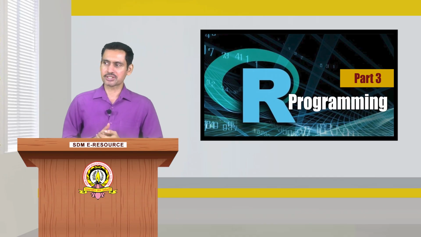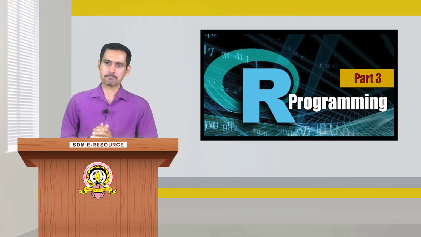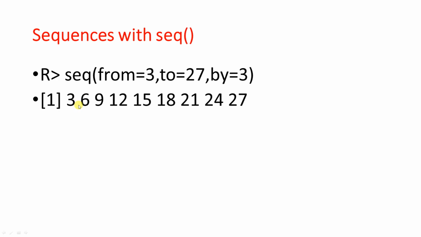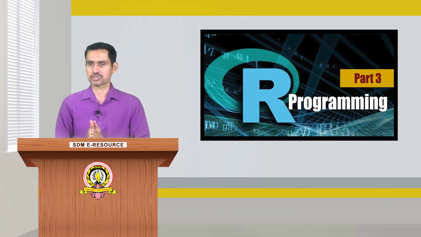We can also generate a sequence of numbers by using the seq function. It takes 3 parameters: from equal to 3, to equal to 27, by equal to 3. It generates the sequence of numbers starting from 3 to 27, where by equal to 3 determines the gap between two numbers, that is 3 to 6, 6 to 9, 9 to 12. So it generates the sequence of numbers from 3 to 27. That is how to use the seq function.